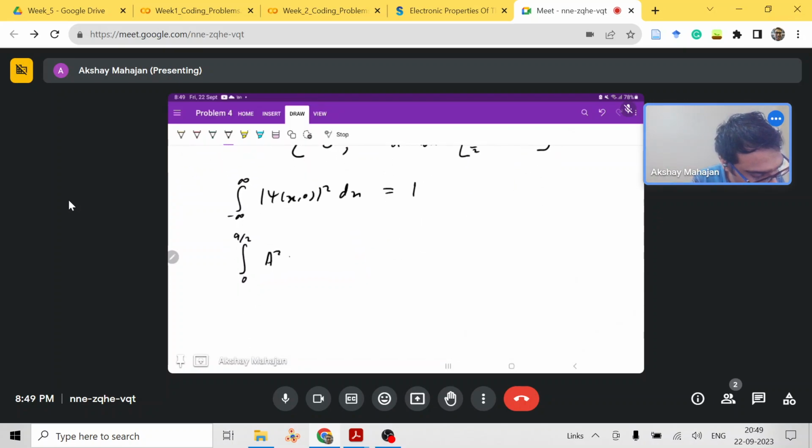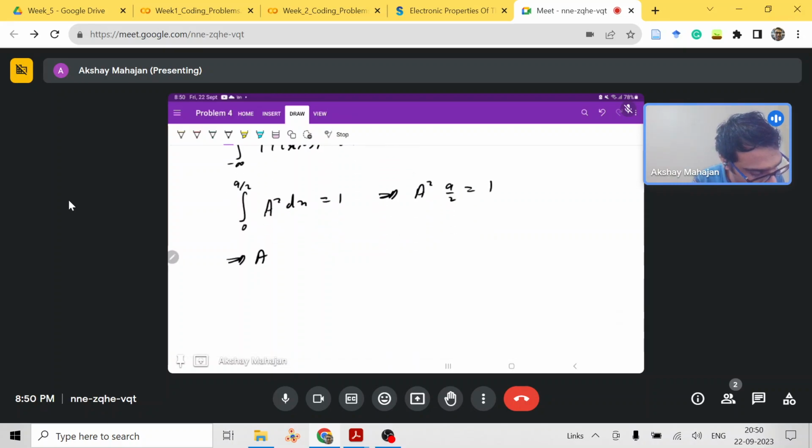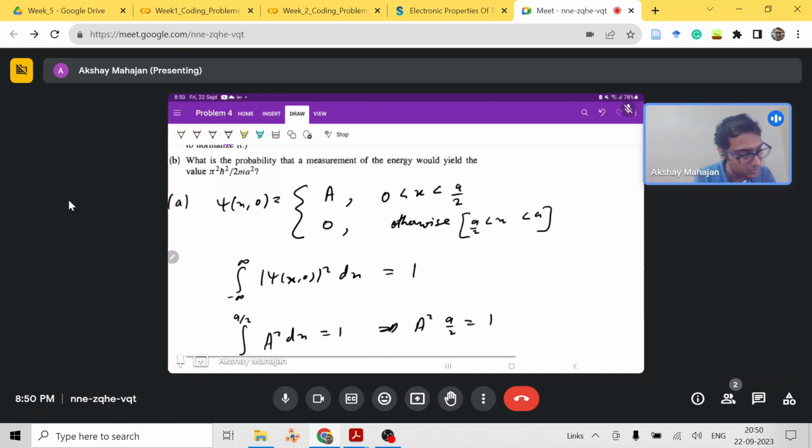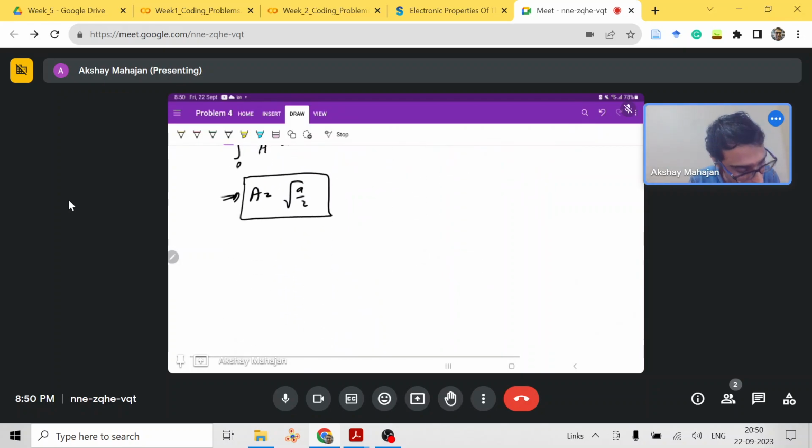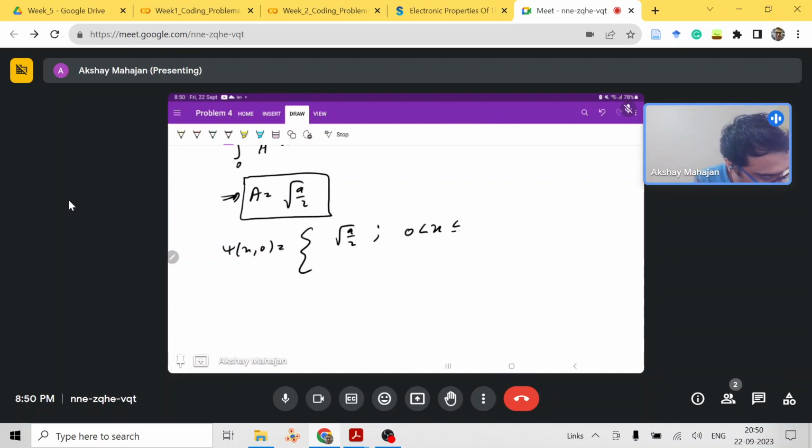It will be just A squared dx equals 1. So what we have here is A squared times a/2 equals 1, which implies our A value will be equal to the square root of 2/a. Okay, so our initial wave function psi(x, 0) is basically equal to the square root of 2/a for x between 0 and a/2, and is equal to 0 otherwise. This is our initial wave function.